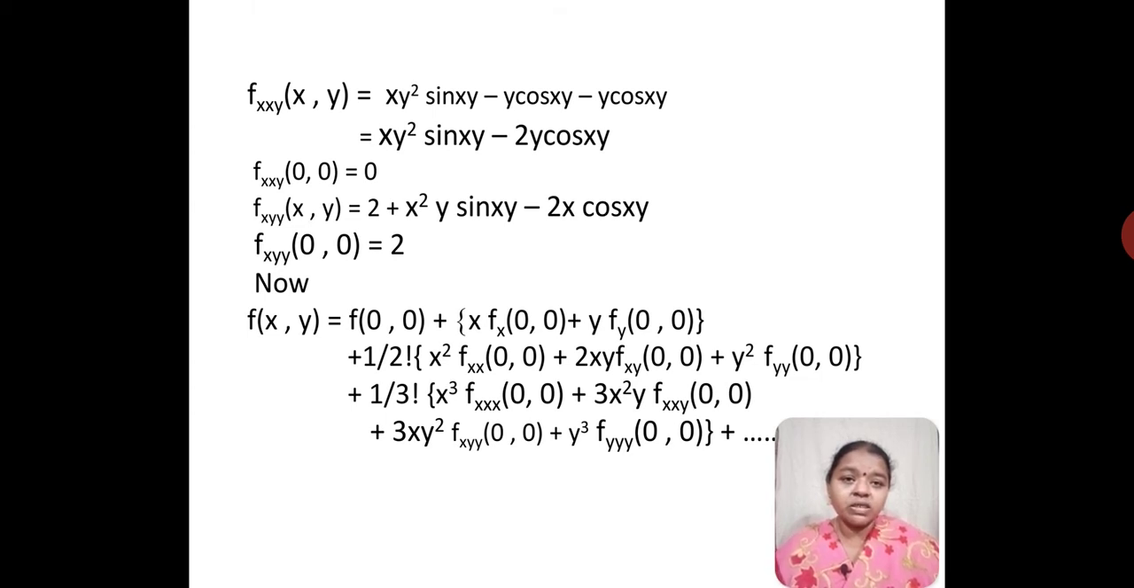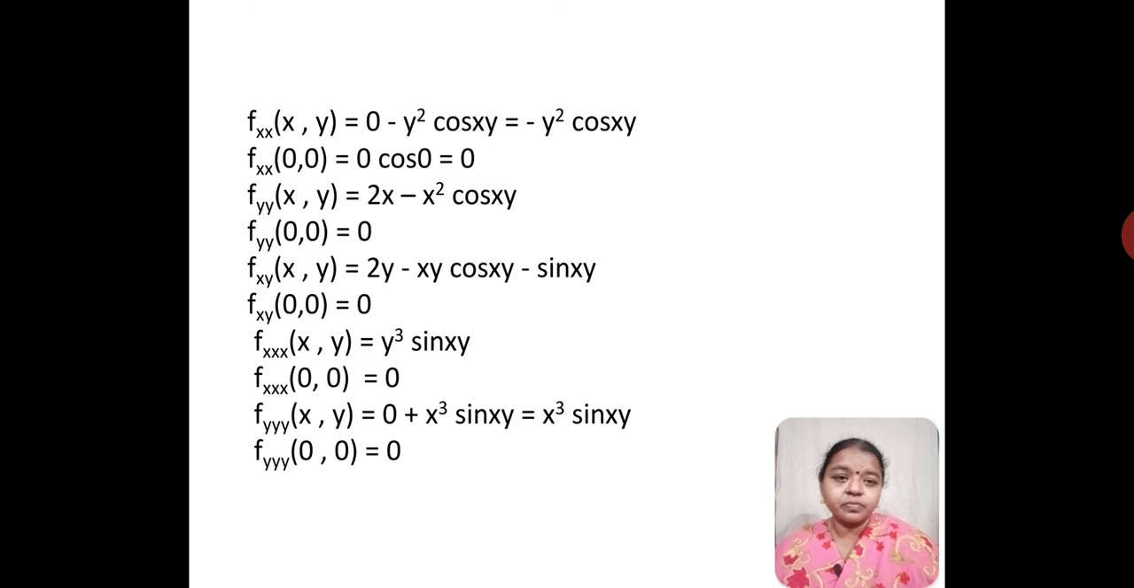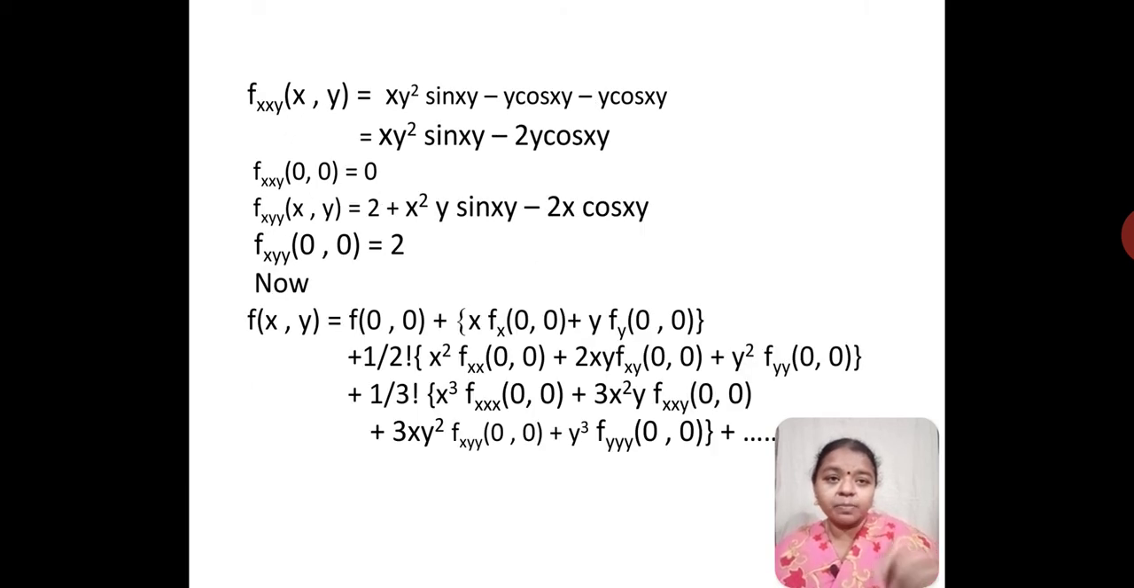Now next one is fx double y. This is nothing but partial differentiation of f double y with respect to x, which is here. So you have 2x minus x square cos xy, which is f double y. Let us concentrate here and differentiate partially with respect to x. Since you have 2x here, differential of 2x with respect to x becomes 2 minus, just remember you have x square into cos xy. I will be using product rule. Let me see what happens here.